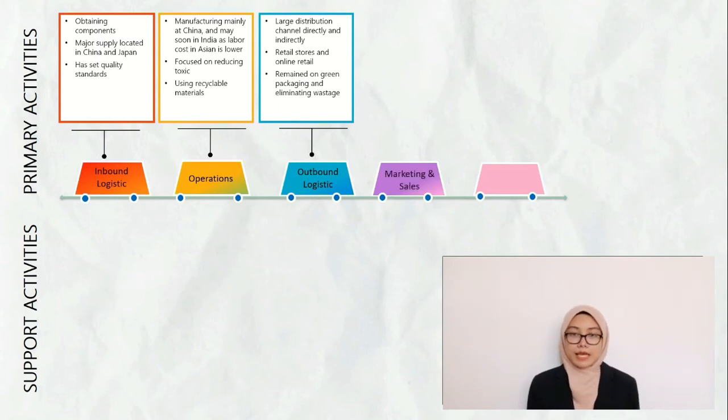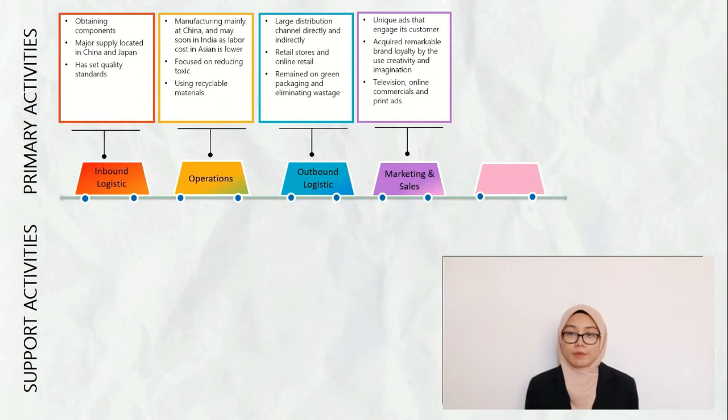Next, marketing and sales. Apple is known for their brand because of the good quality, design, and technological innovation. Any new product from Apple is like a news that is highlighted not just by media, but several other sources too. However, that does not mean Apple did not spend for the marketing. Apple also has unique ads that engage with their customer. It has acquired remarkable brand loyalty by the use of creativity and imagination in their advertising strategy.